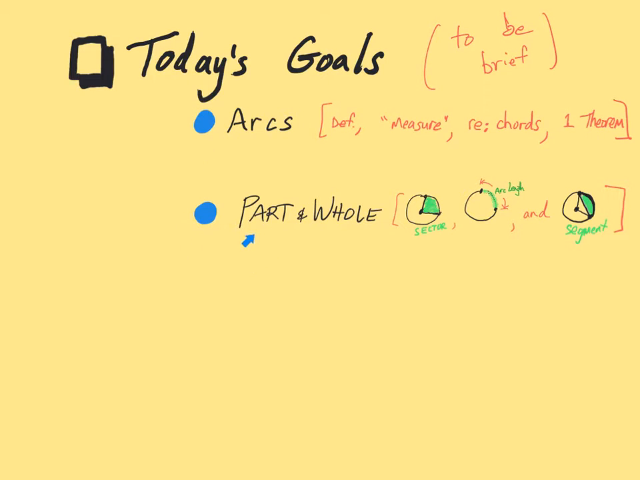Second goal, we're going to talk about some parts and wholes, by which I mean sectors, which is an area and it's part of the whole area. The length of an arc, arc length, which is part of the whole length of the edge of a circle, which is circumference. And then this green piece, which we call a segment of a circle.